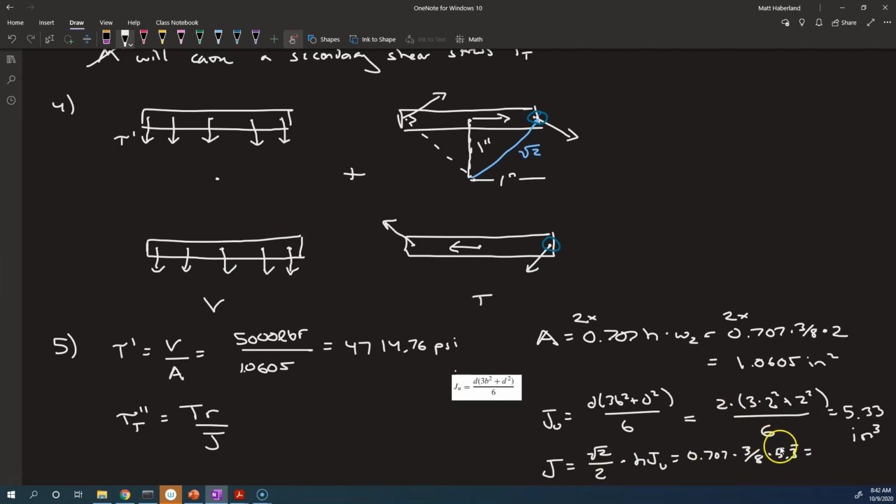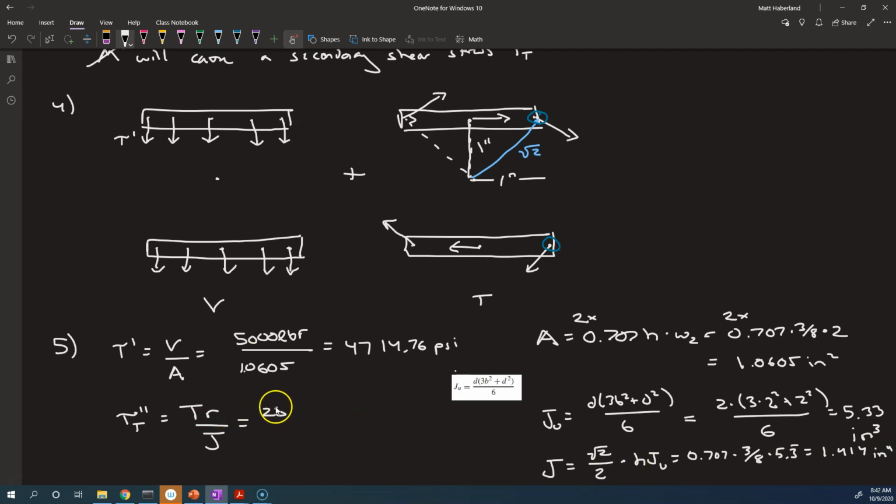Turns out that 3/8 times 5.3 repeating is 2, so we get 1.414. Or actually, it's root 2. And this is now in inches to the fourth because we've multiplied by H. So let's calculate this magnitude.